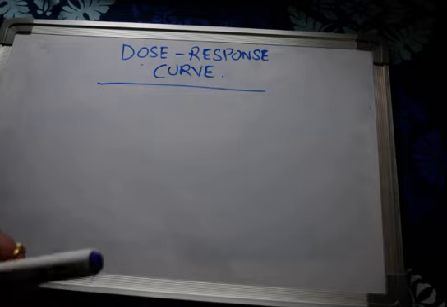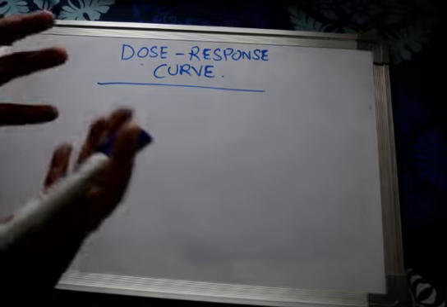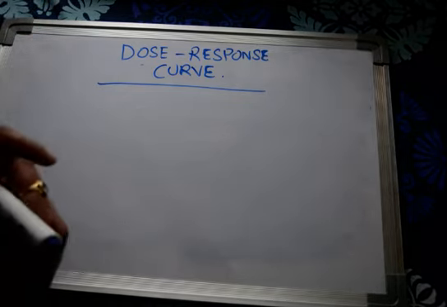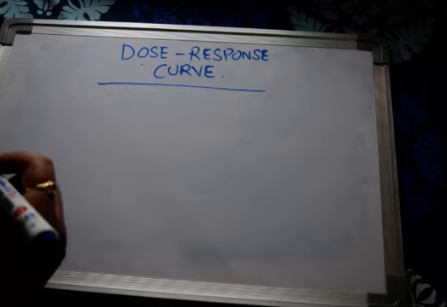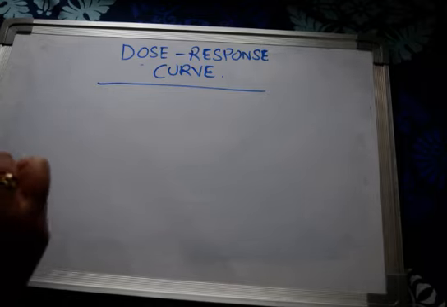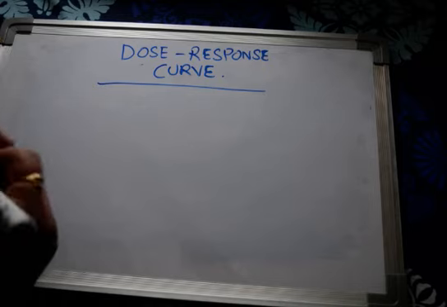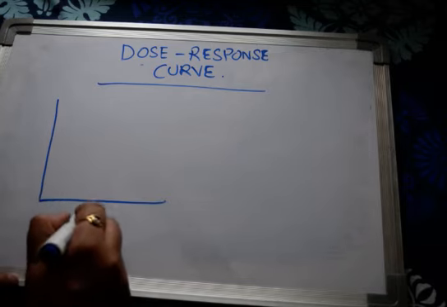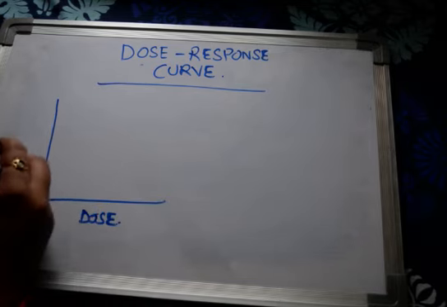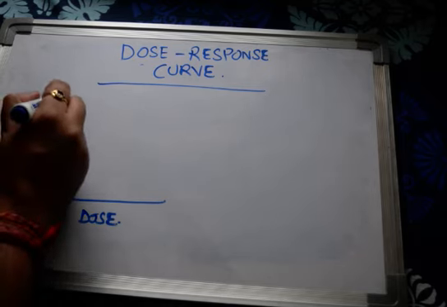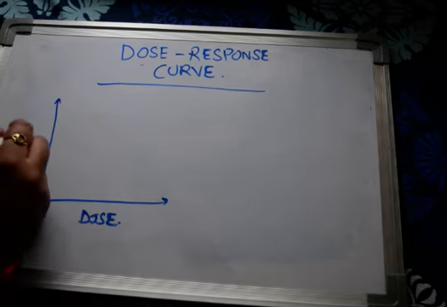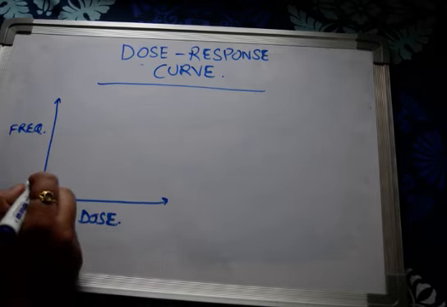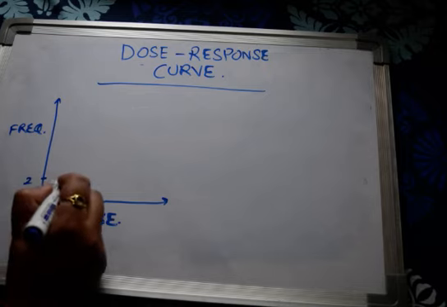Say we take 50 mice, and we give some dose, say 2 milligram, and 2 milligram kills 2 mice. In this case, this is the dose, and on the y-axis what we plot is the frequency. Frequency as in how many. So if 2 milligram leads to death of 2 mice, this is my first point.